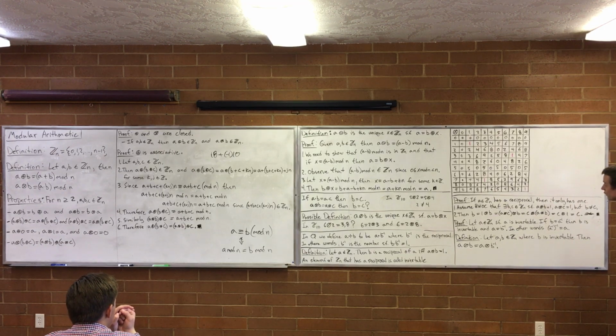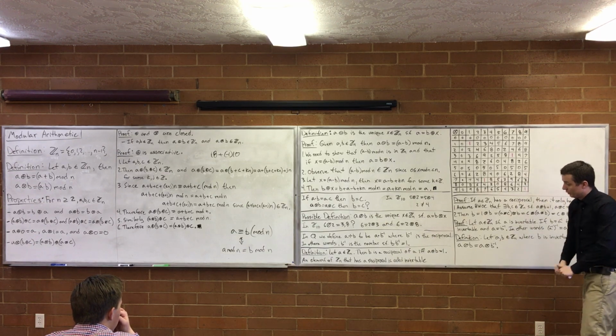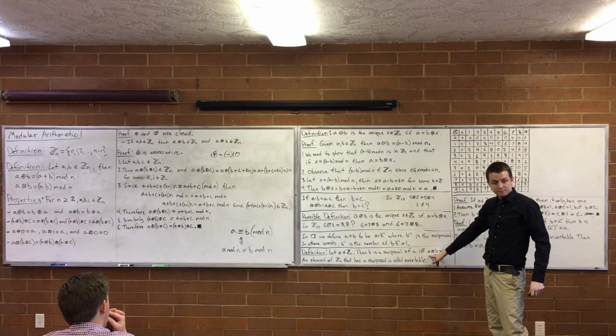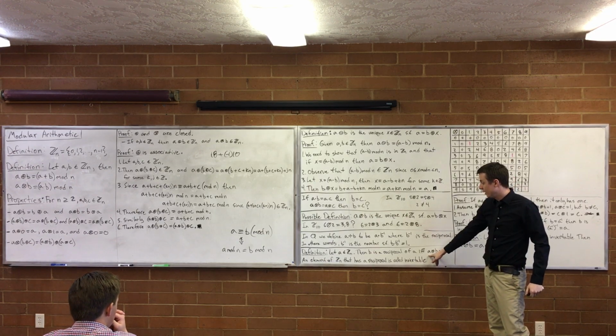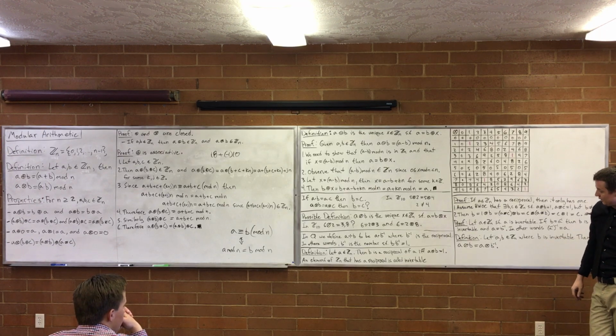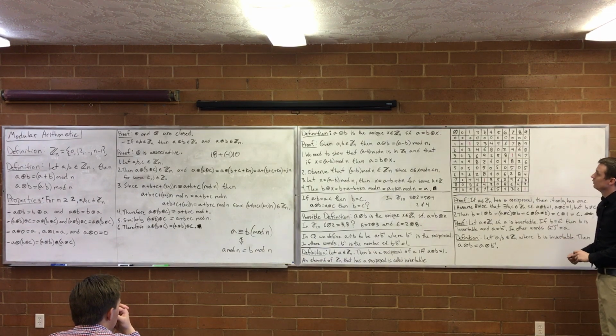So let's look at Z10. Let's make a multiplication chart for Z10 and find the inverses of numbers. So here's our multiplication chart. And remember, A and B are multiplicative reciprocals if and only if their product is 1.